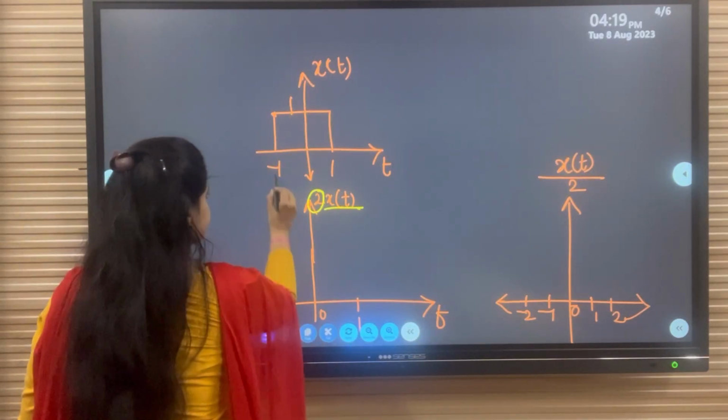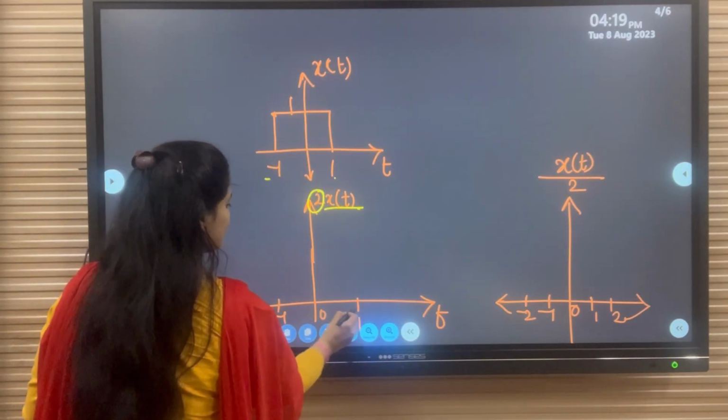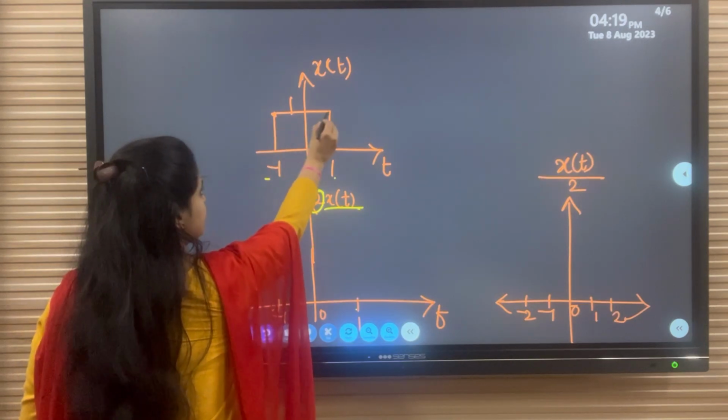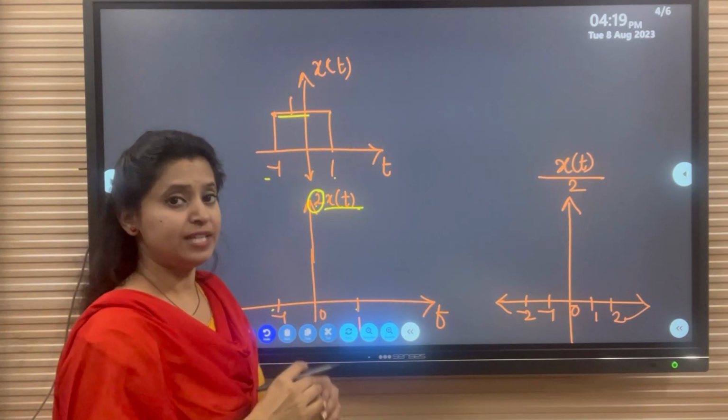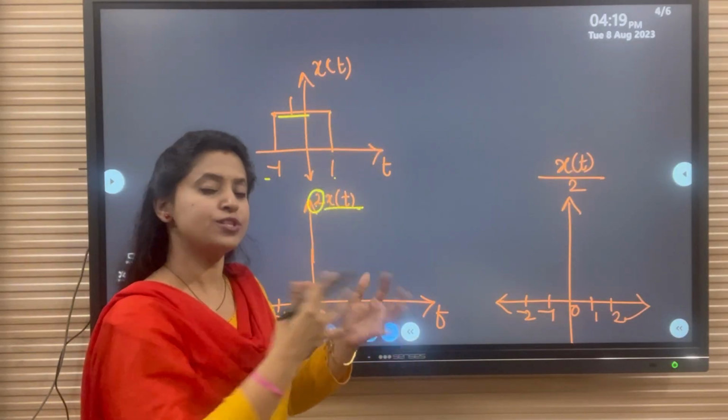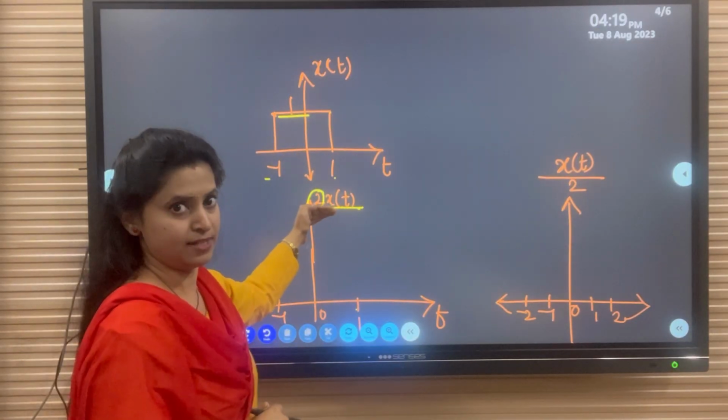So the signal is available in the range -1 to +1. The amplitude is 1. So this constant 1 is multiplied with 2. If it is having different amplitudes, those different amplitudes you have to consider. Okay.